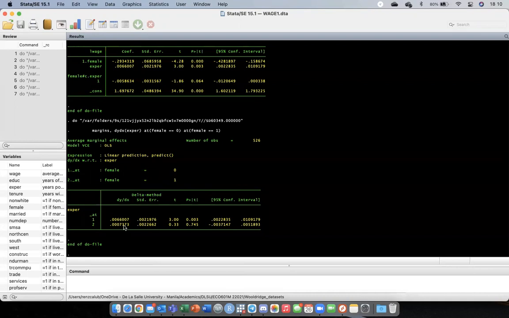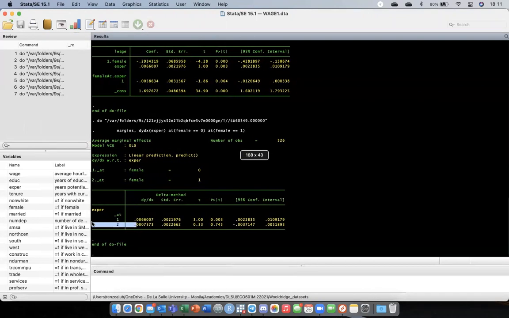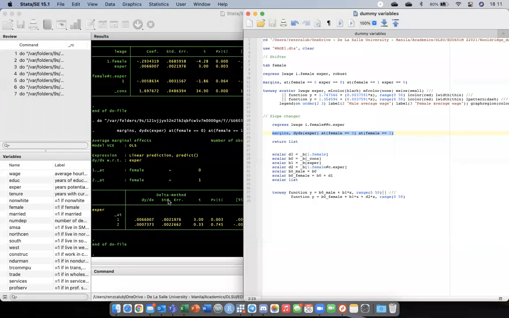once you take into consideration the sex or the gender of the respondent, it seems that the marginal effect of experience is lower for them, which is at 0.00073 or 74. Okay. So there is a clear difference between the two groups. Now, how do we demonstrate that graphically?